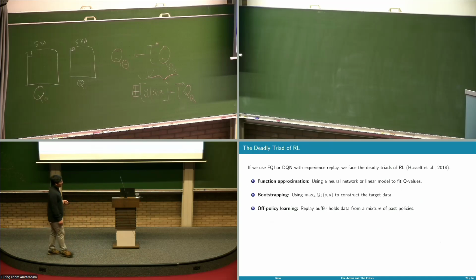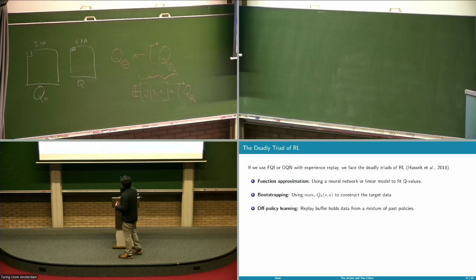Okay, but still, the story doesn't end, and Aditya really wanted me to talk about the deadly triad. So we have this slide. If we use FQI or DQN with experience replay, we face the deadly triad of RL, right? And what are the deadly triads of RL?